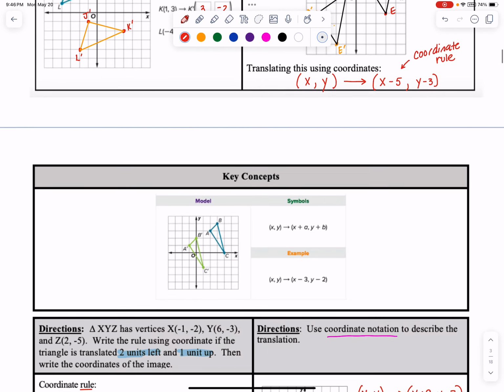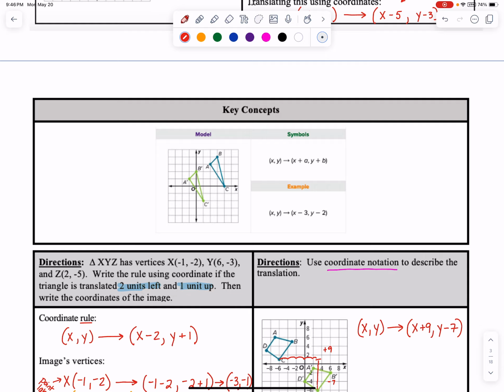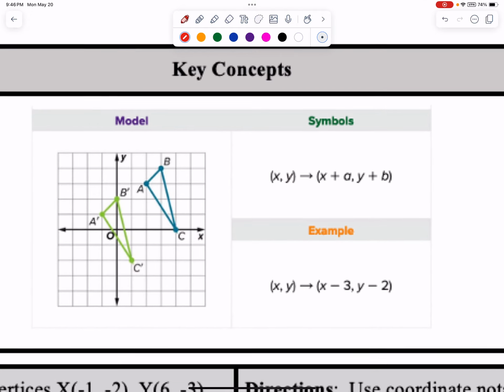Okay, so let's go ahead and take a look here. Also in the symbols part here, let's go ahead and label this as mapping. Okay, or sometimes, remember, you might see coordinate notation. Okay, it's a way to show how to create the new image from the pre-image.